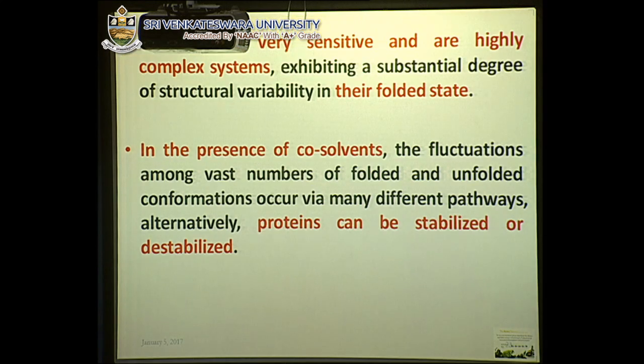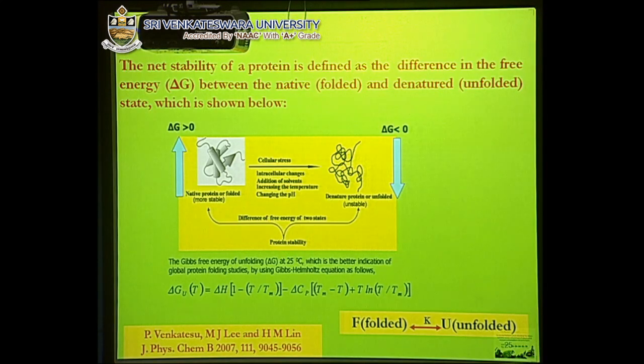We know proteins are very sensitive and highly complex systems in their folded state. This is a general statement. In the presence of co-solvents, proteins can be stabilized or destabilized, depending on the co-solvent. Fine. So, before going further, what is protein stability? Protein stability is defined as the difference in free energy between the native state and the unfolded state.